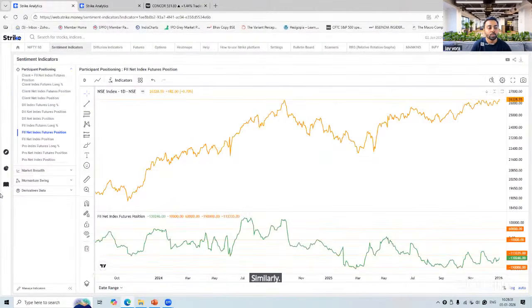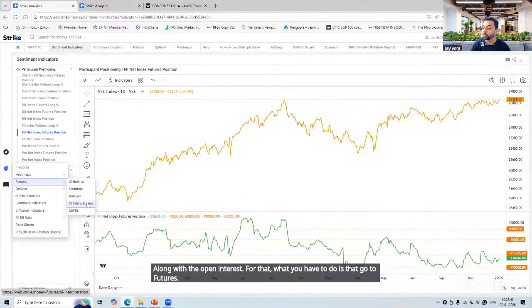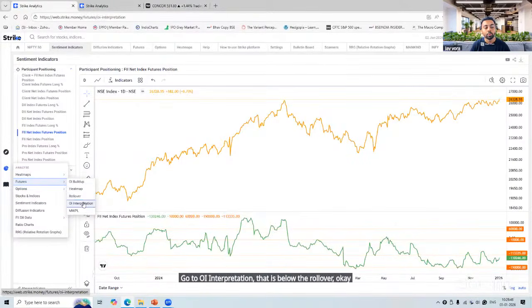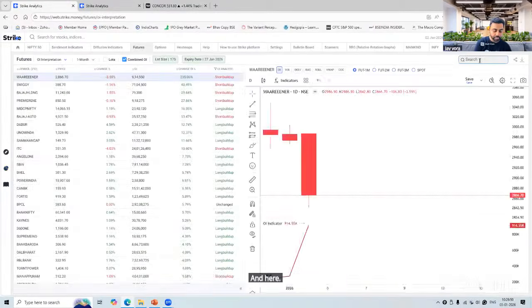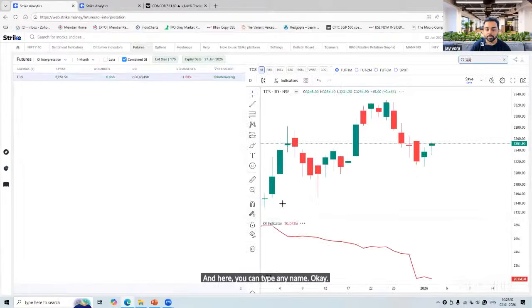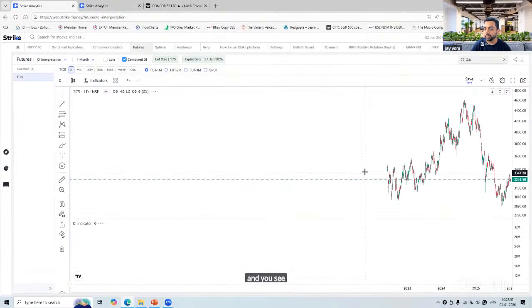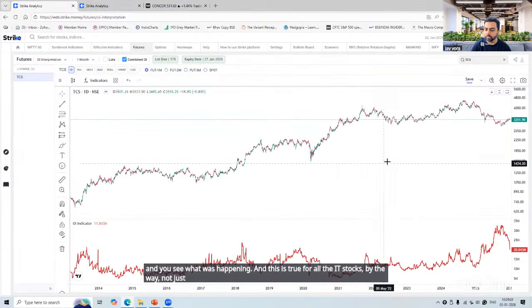Similarly, if you want to see the price action happening every day along with the open interest, what you have to do is go to futures, go to OI interpretation, that is below the rollover. Go to OI interpretation, and here you can type any name. Okay, TCS, and you see what was happening. And this is true for all the IT stocks, by the way, not just TCS.